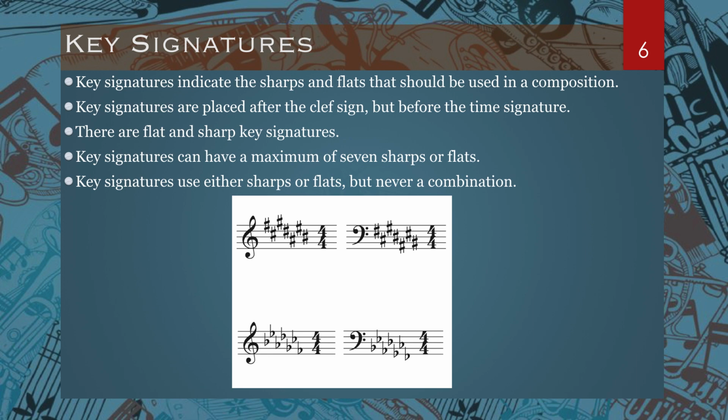It's also important to note there are flat and sharp key signatures, but again, there are no key signatures that use both sharps and flats in the same key. And key signatures can have a maximum of 7 sharps or 7 flats. And if you can remember these basic rules, then you'll be in pretty good shape for the remaining content that you have to learn.